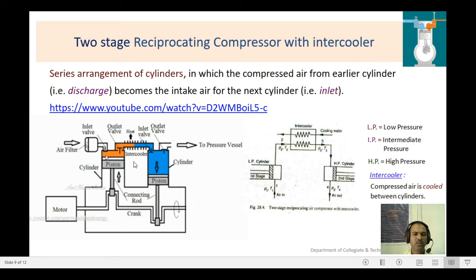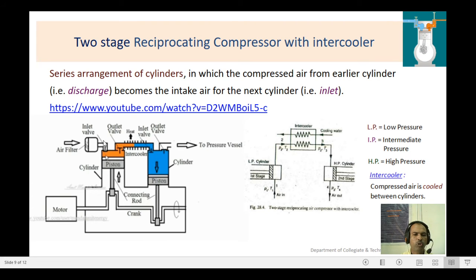You can see here it consists of two cylinders. The first cylinder is called the low pressure cylinder and the second cylinder is called the high pressure cylinder. In between these two cylinders I am using the intercooler, and it consists of the motor. The crank is connected to the motor, and these two pistons are connected to the crank. The connecting rods of these two cylinders are connected to the crank, and this crank is rotated with the help of an external source, the prime mover, that is the motor we use to run this crank. In turn, the first cylinder and the second cylinder move up and down.